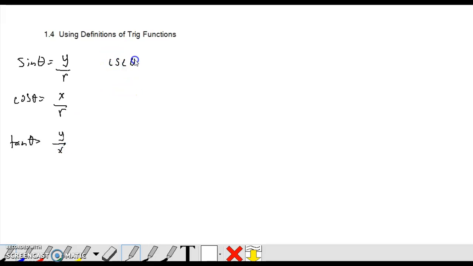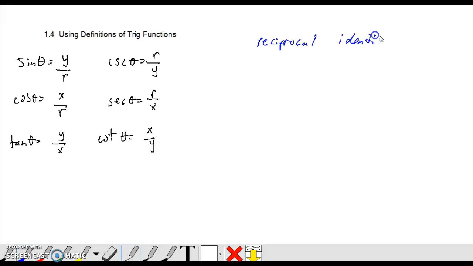And then we said cosecant of theta was r over y, and then secant of theta was r over x, and then cotangent of theta is going to be x over y. So these are all reciprocals of each other. So we have some identities, and these are going to be very helpful later on. My suggestion would be to make some flashcards with these. So we have reciprocal identities.